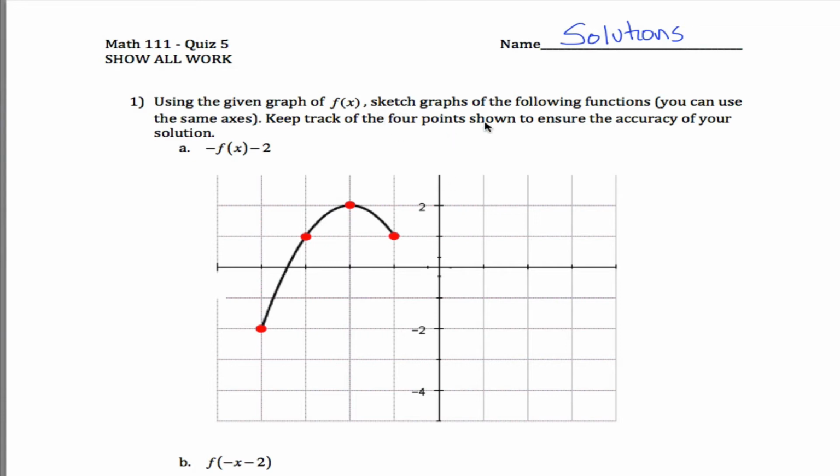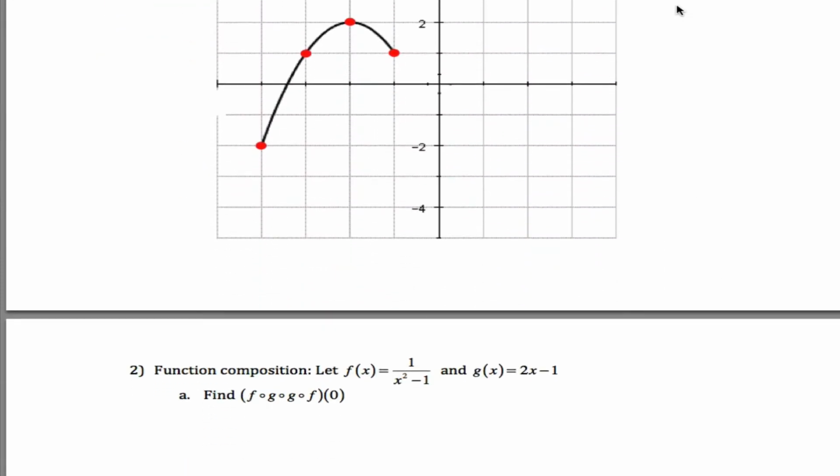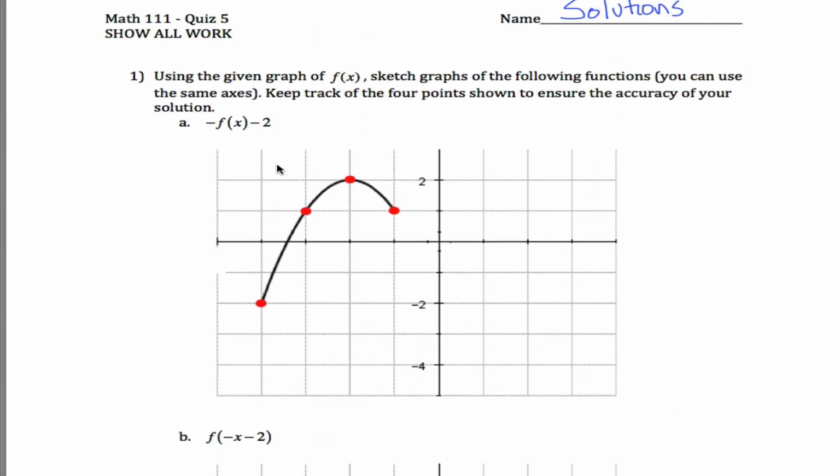Okay, here are quiz 5 solutions for Math 111. On this quiz, we're going to go over function transformations and then later function composition. But first things first, transformations.